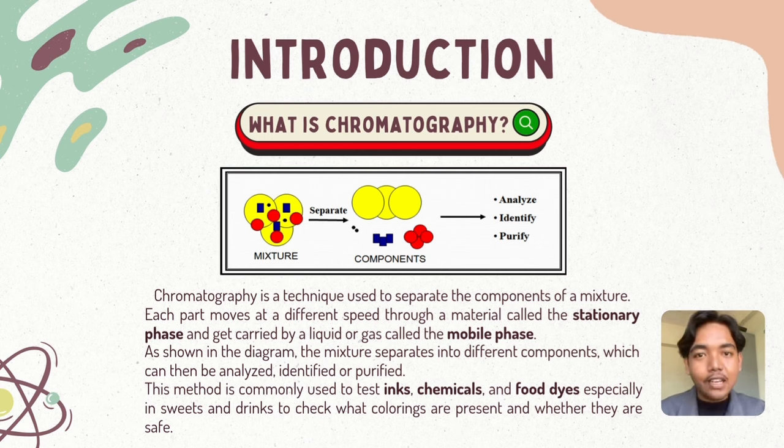Okay, for the introduction part, what is chromatography? Chromatography is a technique used to separate the components of a mixture. Each part moves at a different speed through a material called the stationary phase and gets carried by a liquid or gas called the mobile phase. As shown in the diagram, the mixture separates into different components which can be analyzed, identified, and purified.